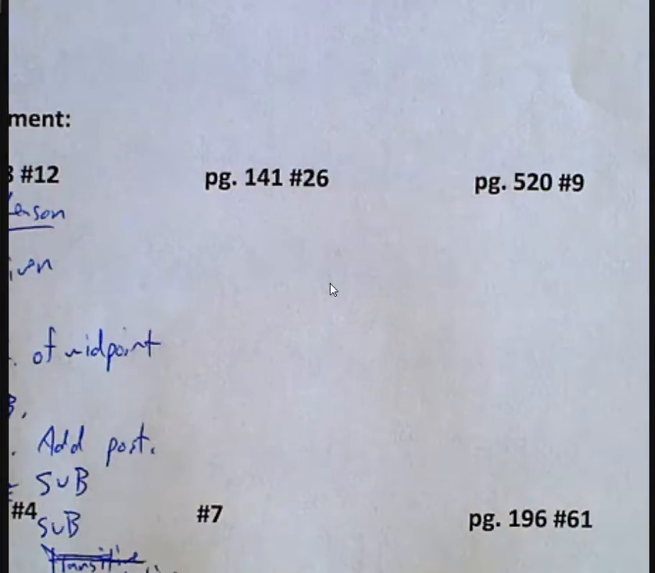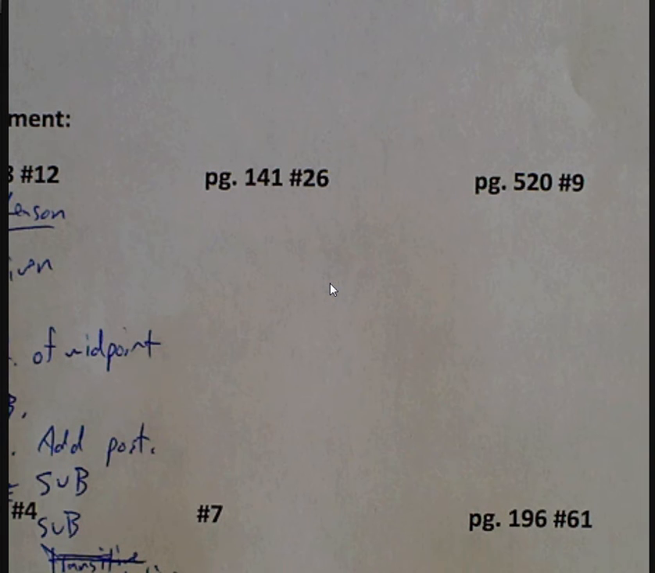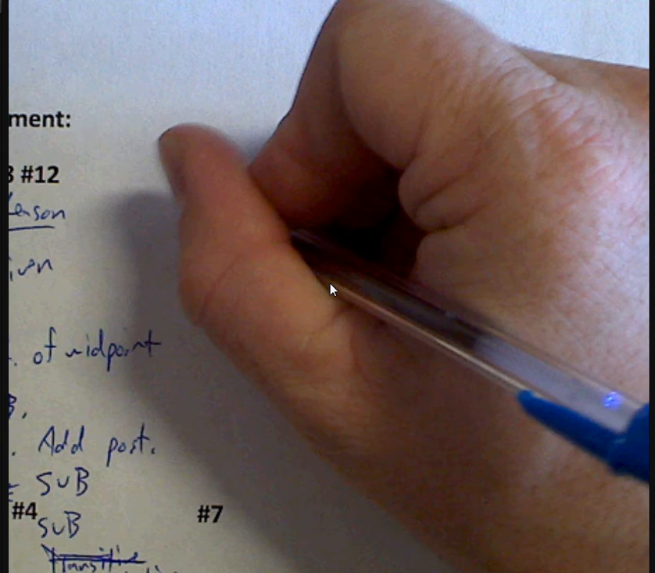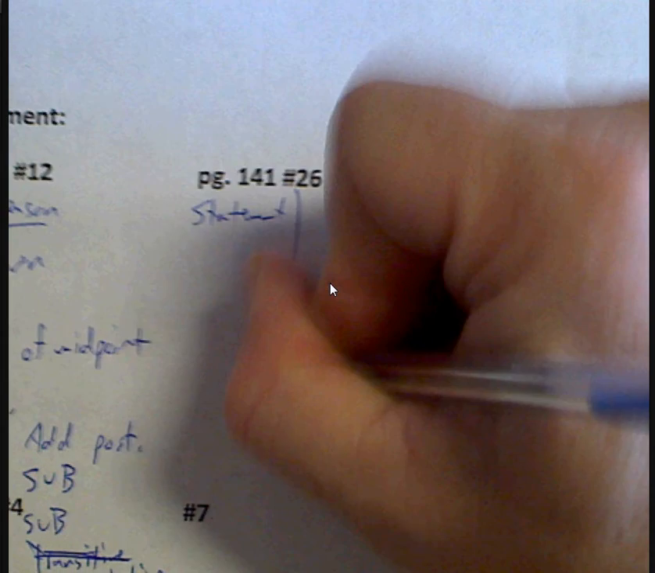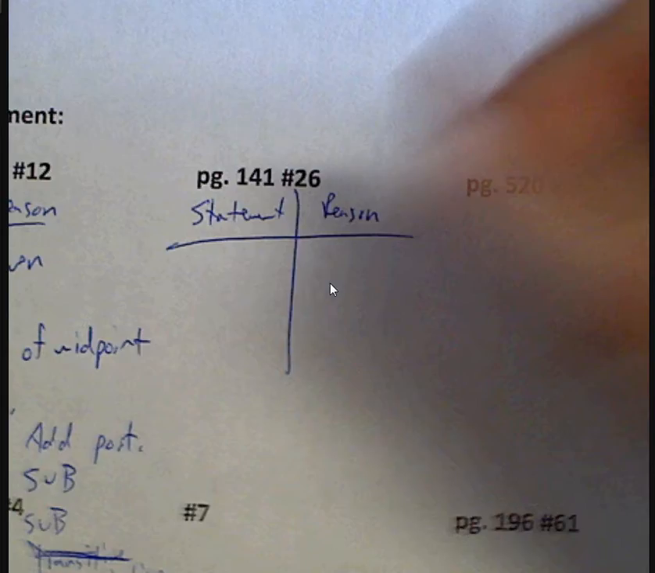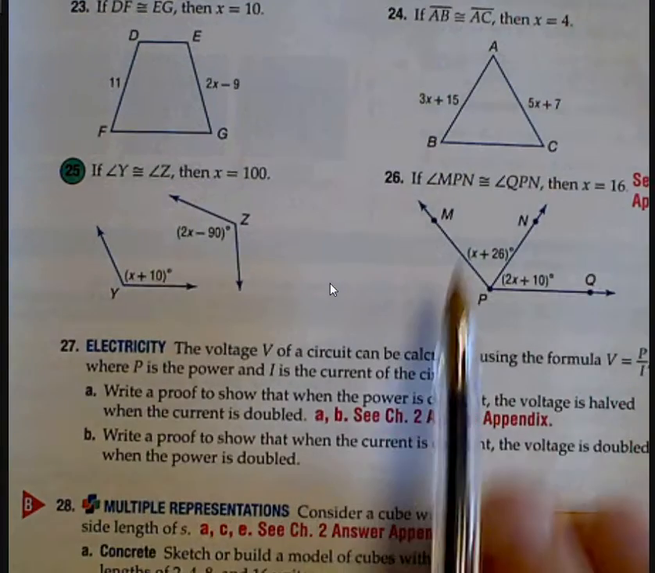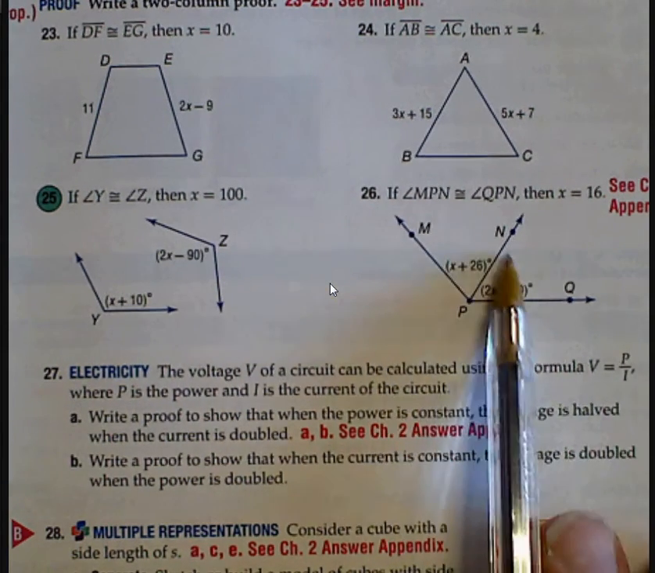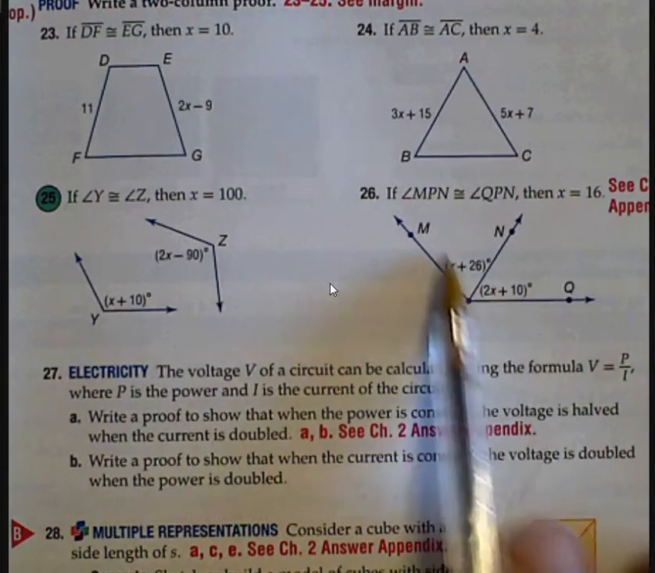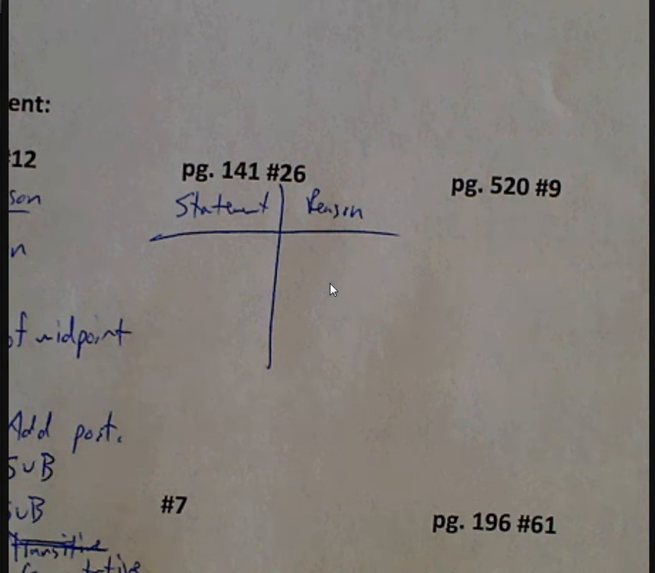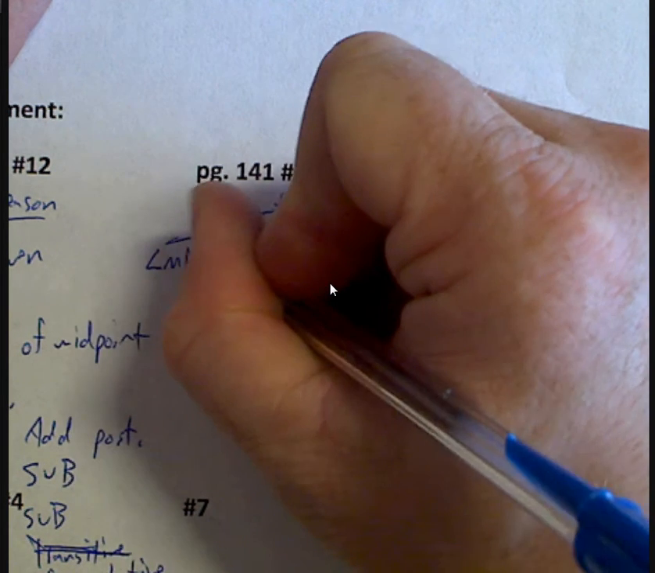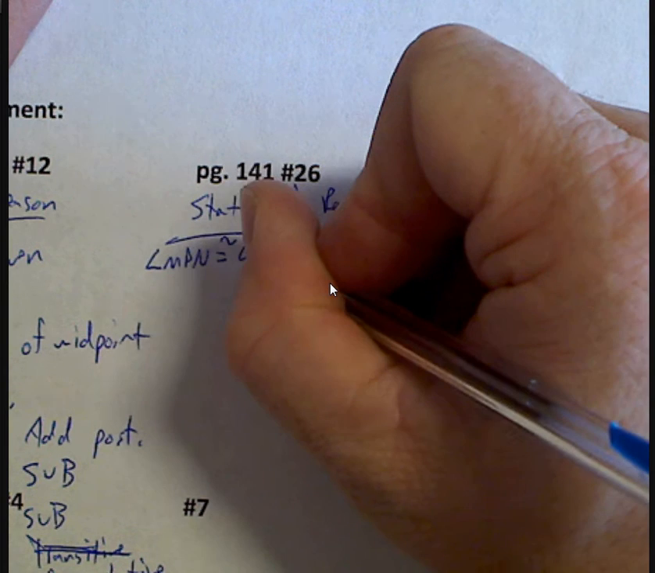So here we go, page 141, number 26. So here's my statements, here's my reasons. So we're doing the same thing again. If measure angle MPN is congruent to measure angle QPN, then I need to solve for x. So angle MPN is congruent to angle QPN.